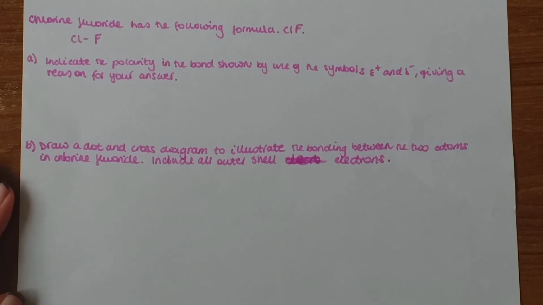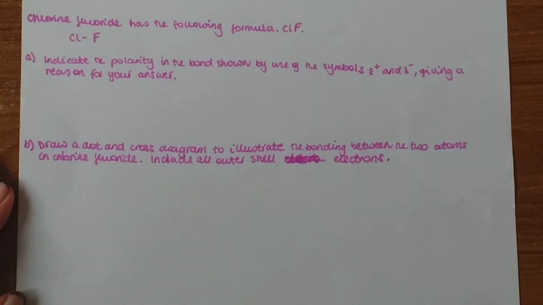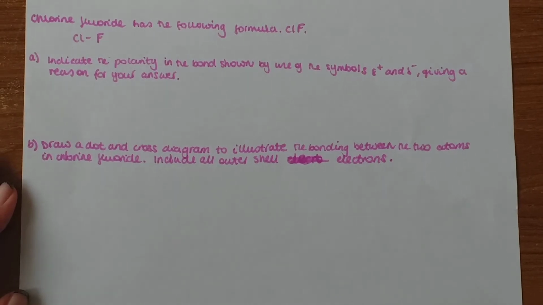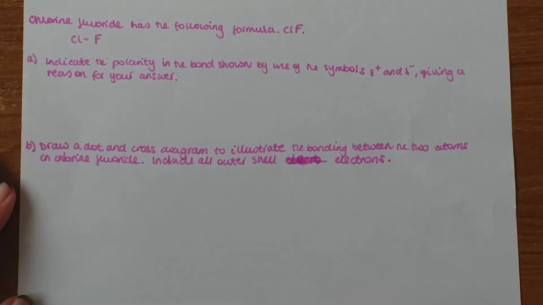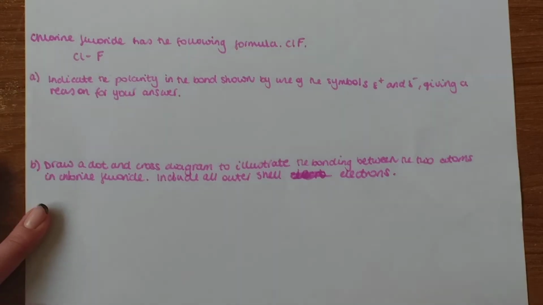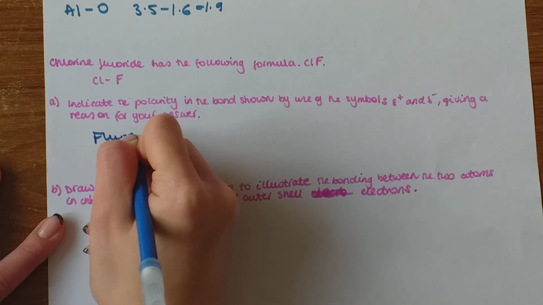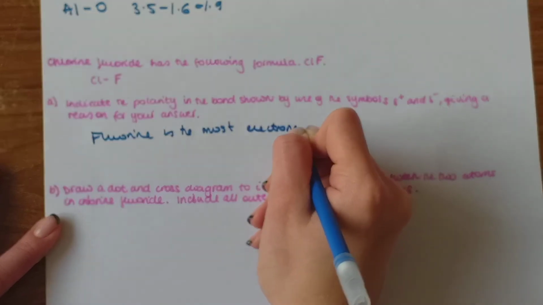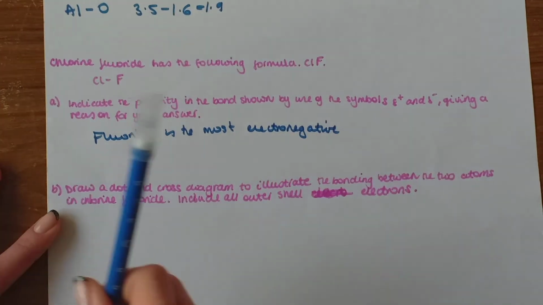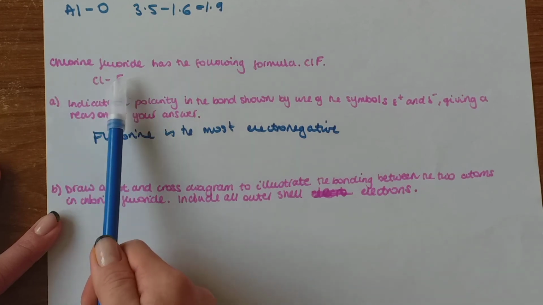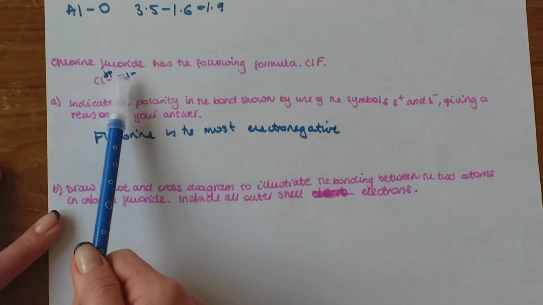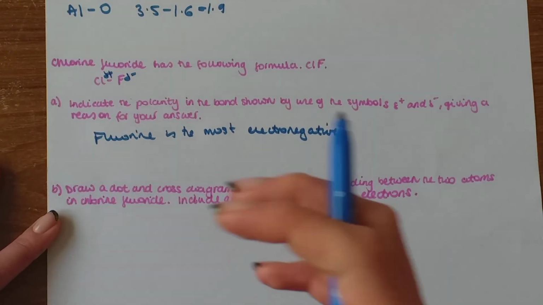This is our last question. Chlorine fluoride has the following formula, ClF. Indicate the polarity in the bond shown by use of the symbols delta plus, delta minus, give a reason for your answer. So, as we told before, fluorine is the most electronegative. So it will definitely be more electronegative than chlorine. So it's going to attract these electrons more. This means it's going to be slightly more negative because the electrons will be attracted more to fluorine than they are to chlorine.